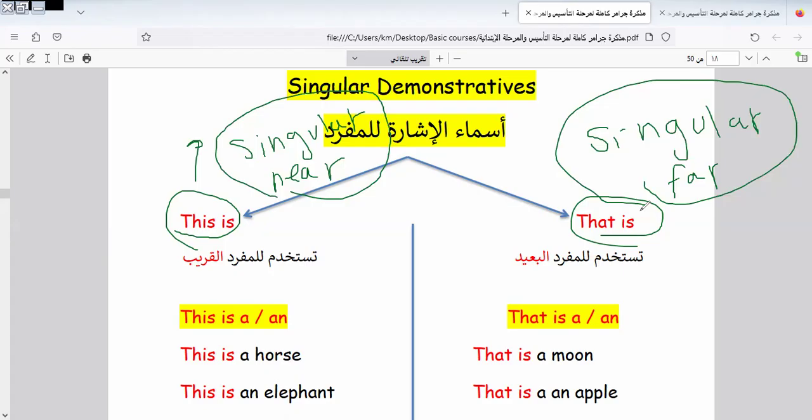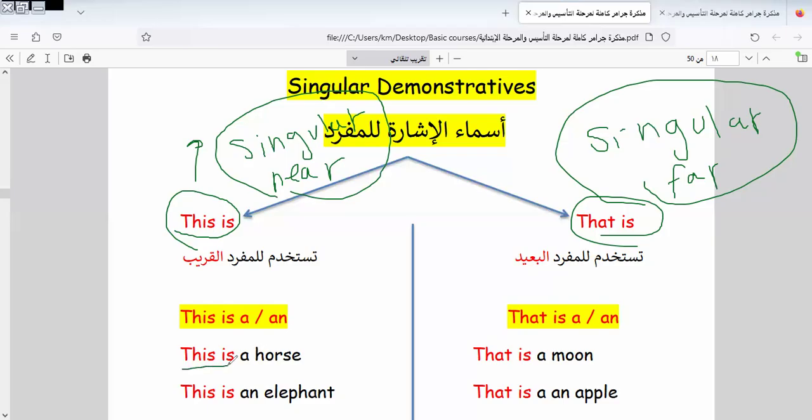And when we point to something far from me, or if we draw something far from a person and point at it, it will be that is. I think in the exam this is clear, not difficult to know, okay? This is for singular near, and that is for singular far.